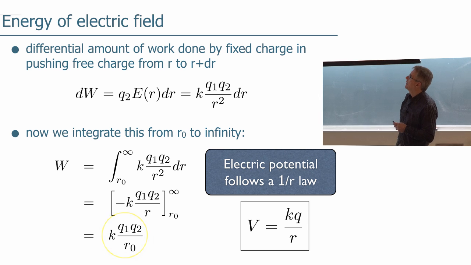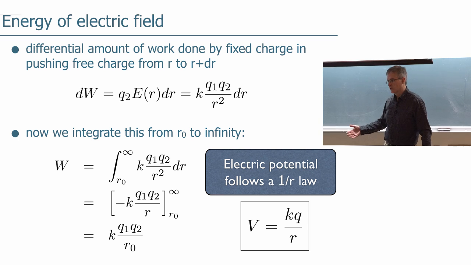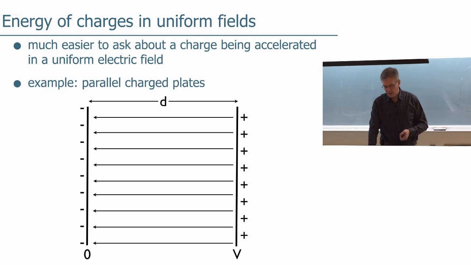So you can say that the electric potential follows a 1 over r type law. So does gravity, for that matter, when you deal with two gravitational point masses. Well, that's slightly complicated. It's much easier to talk about voltage when we think about uniform fields.